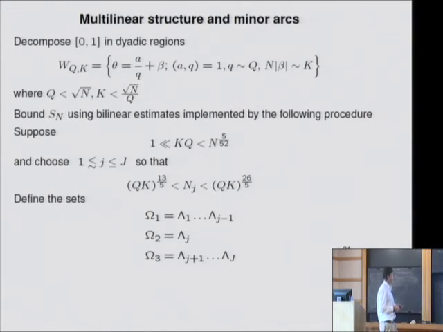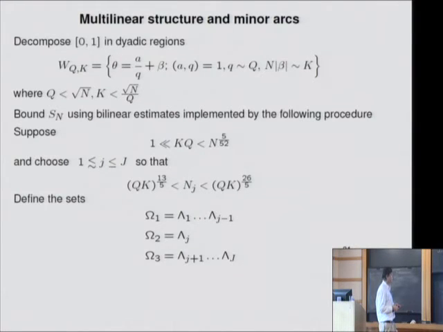In any case, how do we estimate the exponential sum on W_QK, on a theta in W_QK? Well, let's say, for instance, assume that K and Q are between 1 and n to the power 5 over 52.